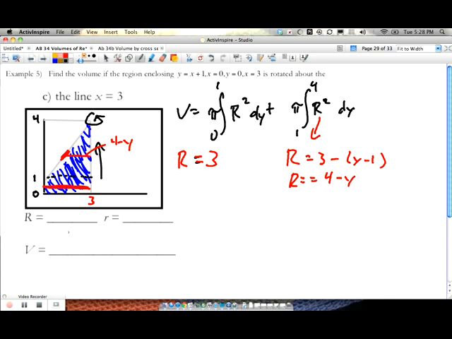So let's go ahead and write out what the volume would be. It'd be pi times the integral from 0 to 1 of this R squared, which is 3 squared, dy, plus, now we have the second half from 1 to 4, still with the constant pi on the outside. And then big R is going to be 4 minus y quantity squared, dy. And there we go. Next we'll have example 6.